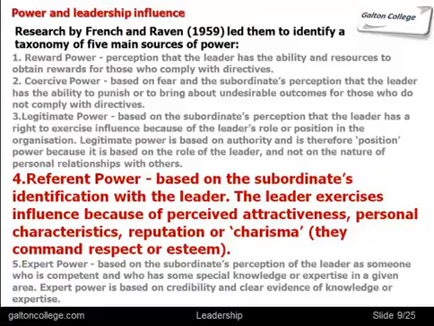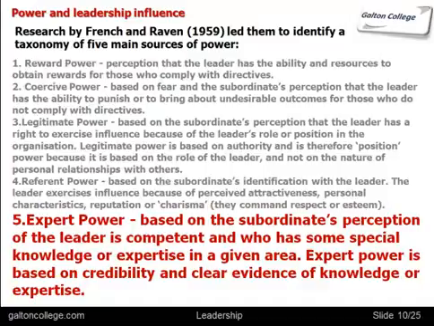The next one is referent power, based on the subordinate's identification with the leader. The leader exercises influence because of perceived attractiveness, personal characteristics, reputation, or charisma. They command respect or esteem. Some people have got the ability to influence others simply by their personality, by their charisma, by their reputation as well in the area. So that may be a source of power. Now, if that's the case, then the leader derives the power from these very, very vague personal attributes.